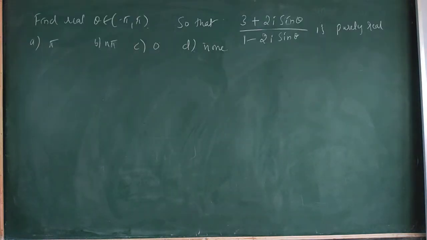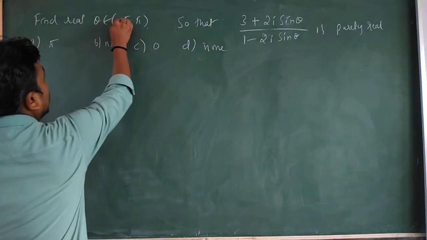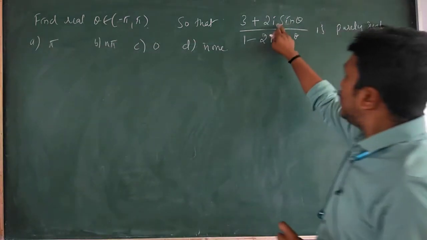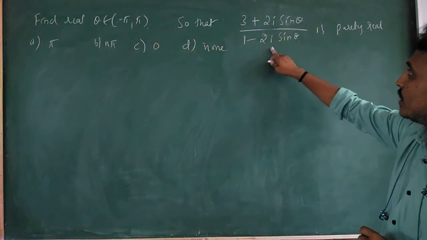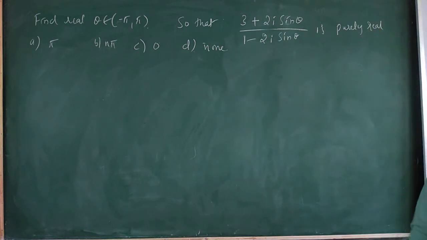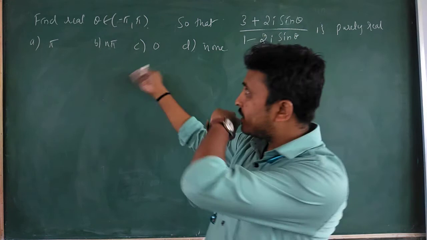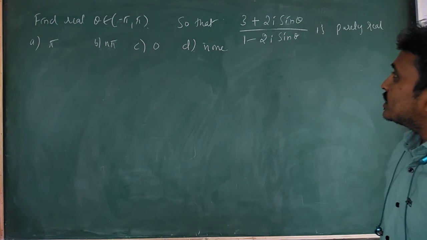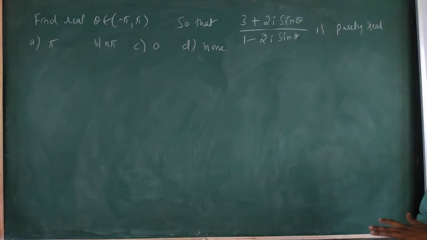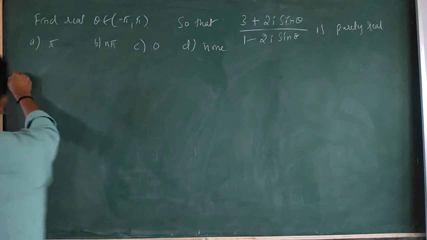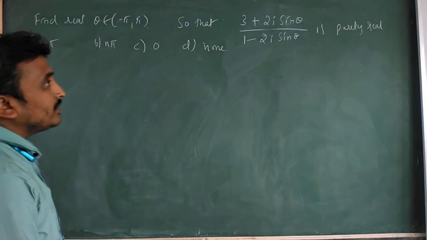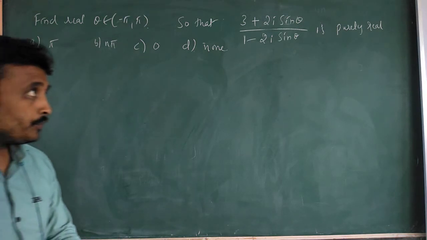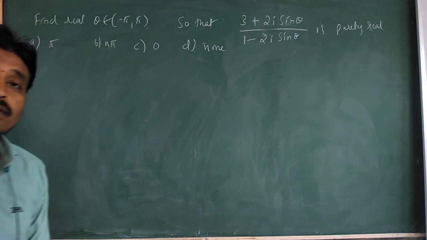Okay, next question. Find real theta belonging to the open interval minus pi comma pi so that (3 plus 2i sin theta) divided by (1 minus 2i sin theta) is purely real. Options are pi, minus pi, 0 and none. Okay, this is purely real, they say. Now, solution. Purely real means the imaginary part is 0. Yesterday only I told you. Purely real means imaginary part is 0.